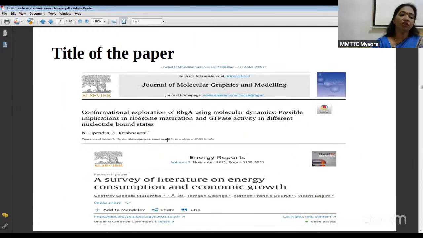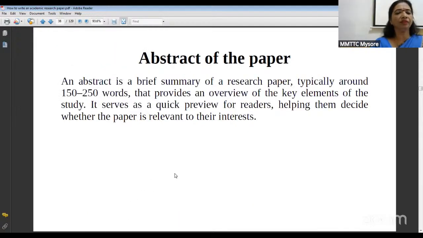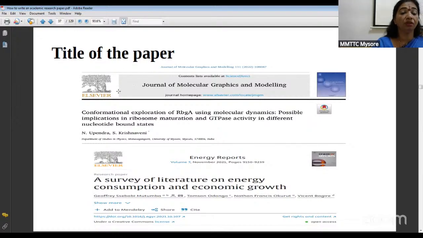Okay, so this is our paper which I was telling you. So you can see that this is a journal, and this is a publisher, and this is our title. These are the authors, address, and this is another paper. Okay, so a survey of literature on energy consumption and economic growth. So this is by some other authors. So this is a journal, this is a publisher, and these are the authors. And if you click show more, you will get their details. This is an example for showing you the title.